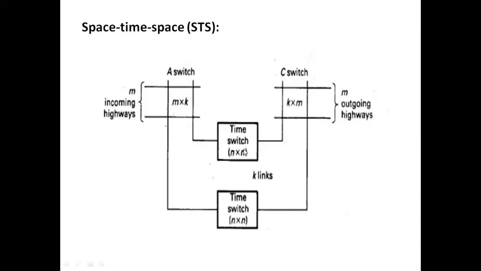We already discussed multi-stage networks in module 3. We are also going to see the three-stage network equivalent of these STS switches. The STS switch operation is simple. Whatever the M incoming highways coming into the system are space switched at the A switch. If it is necessary that the time slot of a particular outgoing PCM slot be interchanged, it is done at the time switch.